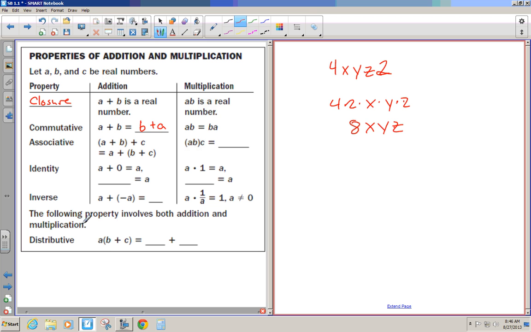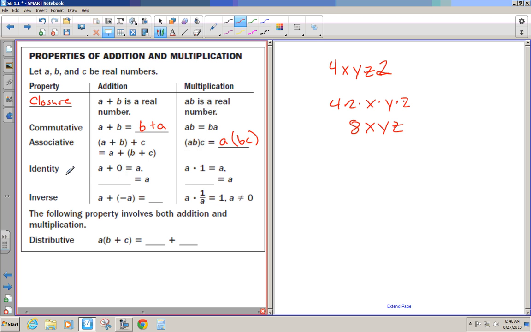The additive, associative property. The associative property says for addition and subtraction, it also doesn't matter which ones you do first. So here, A times B is done first, but for multiplication, it doesn't matter. You could multiply B times C instead.